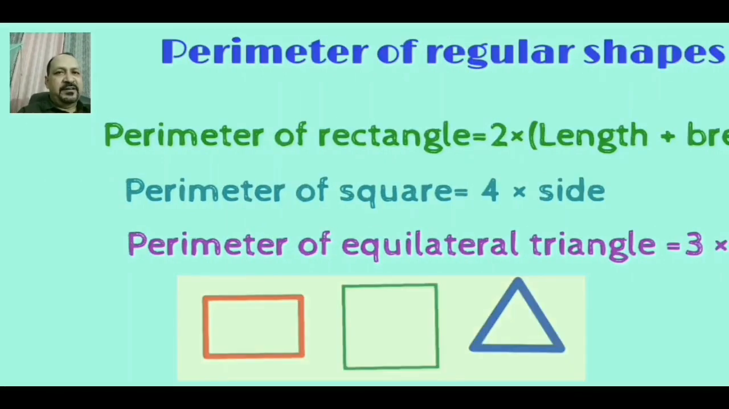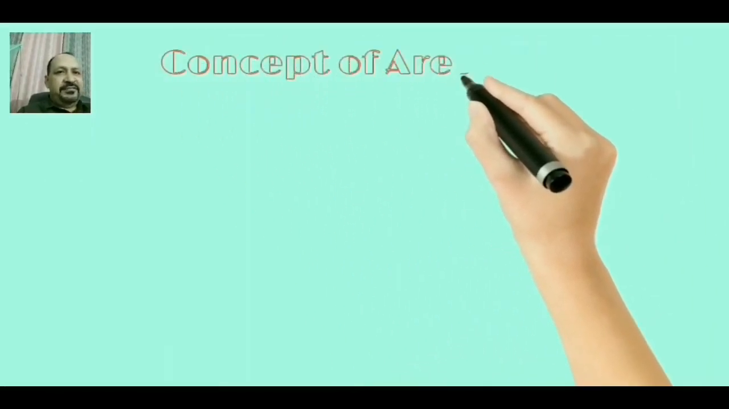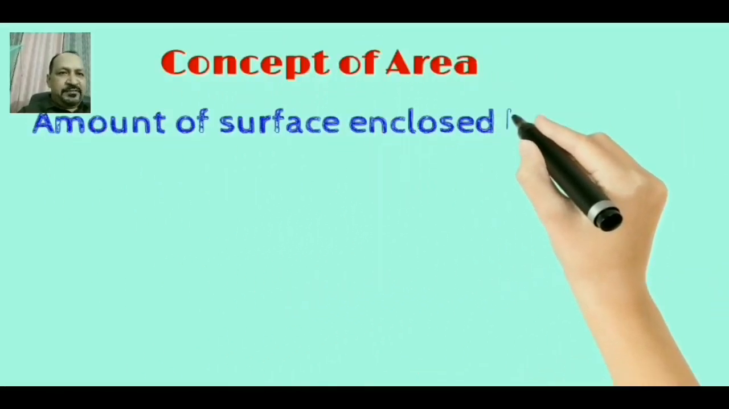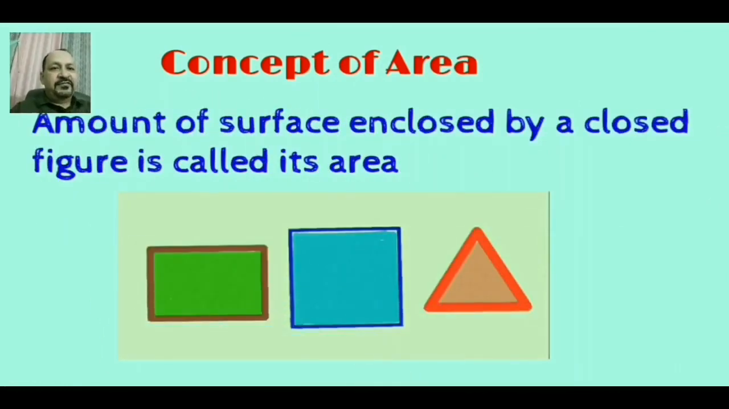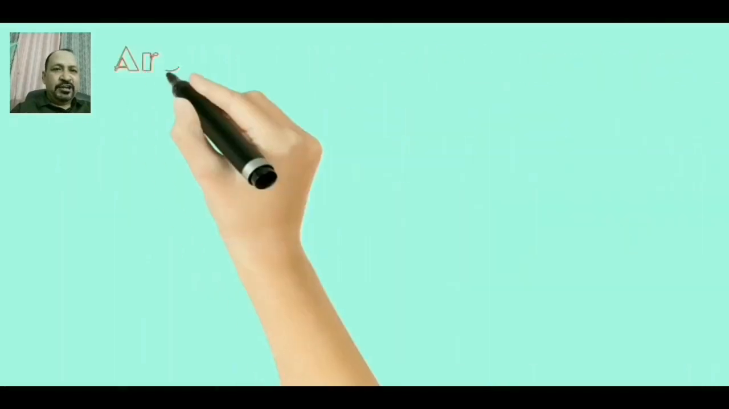Now what is the concept of area? The amount of surface enclosed by a closed figure is called its area. We can find the area of regular and irregular shapes.